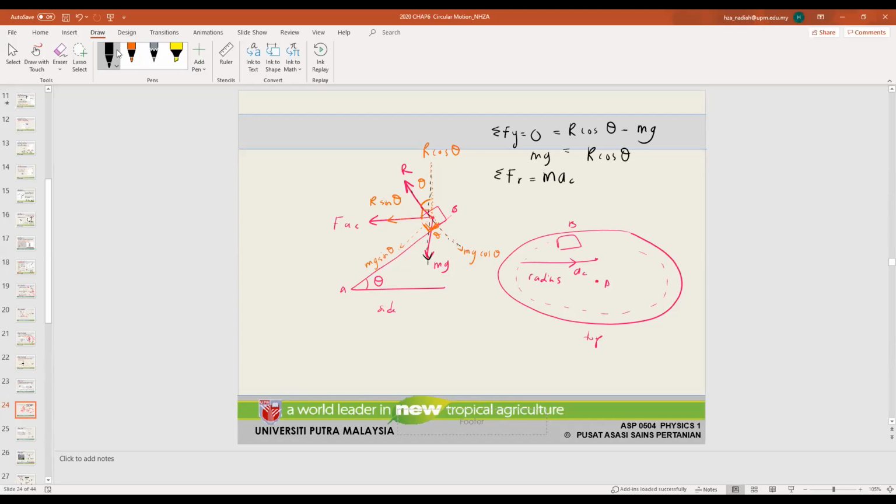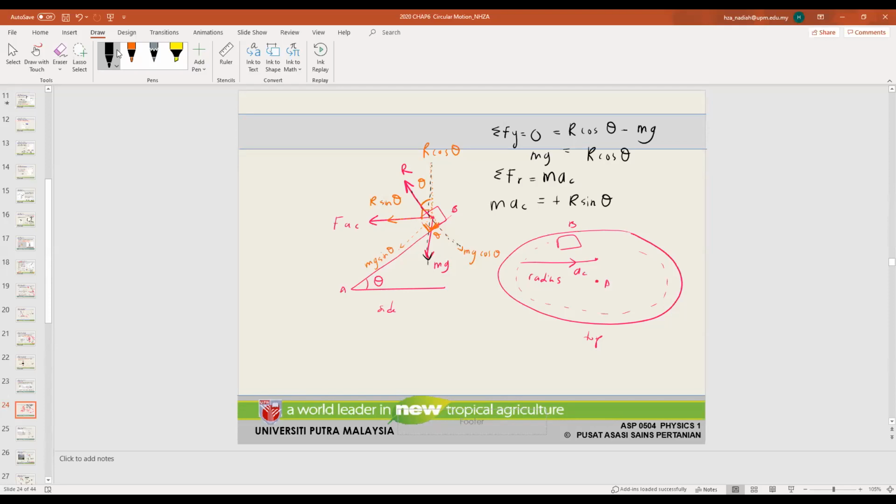For FR, the radial direction net force, you have MAC. What is in the radial direction? We already drew it. FAC is this way. R sin theta is in the same direction as your FAC, so you have positive R sin theta. R sin theta is in the same direction as FAC, which gives it a positive. Now you have MAC equals to R sin theta.